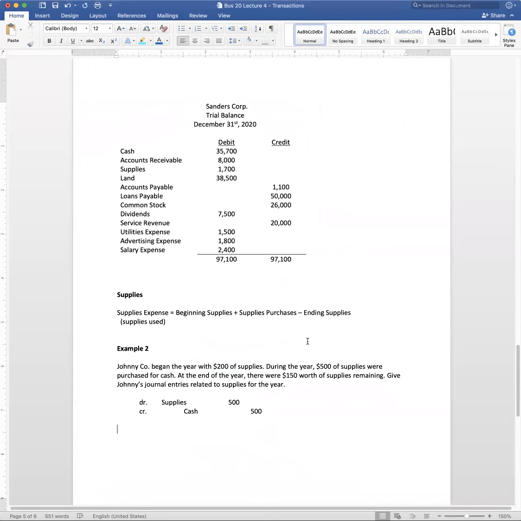Now, the other thing that happens in the year is that we use the supplies. Typically, we don't record the usage until the end of the year. And the reason for that is because we need the ending amount. We need to know how much is left at the end of the year so that we can then calculate how much got used. Okay? So that's what we're going to do here for Johnny.